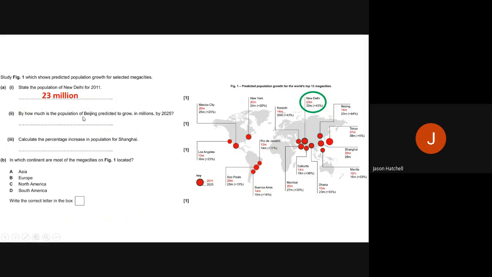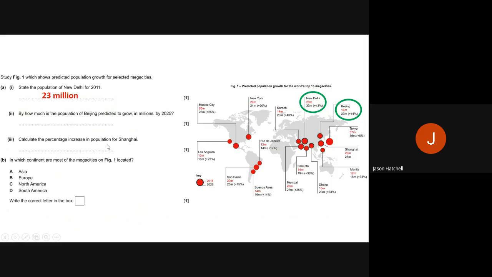Next, by how much is the population of Beijing predicted to grow in millions by 2025? So let's pick out Beijing now. And that's on the very, very east side of this map. You can see it here. And we're asked to calculate basically how much it's going to grow by. So it's 16 million in 2011, and it's projected to be 23 million in 2025. So what's that difference there? From 16 million to 23 million. You can do a quick sum if you want to, or you can work it out in your head. You do not have to show any workings out for these answers because you're not given the space to.